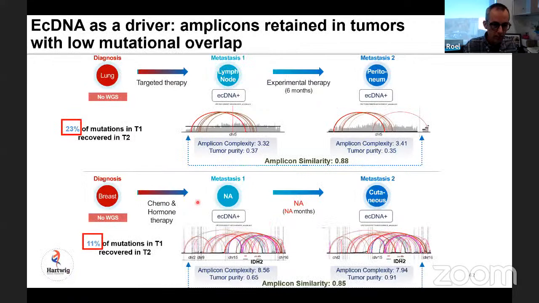We also see reverse patterns. For example, here are two cases where the mutational overlap is very low. So this is a lung cancer, a lymph node metastasis, and a peritoneal metastasis with some time in between. The mutational overlap is very low in this particular pair, but the amplicon similarity is very high, suggesting an evolutionary pattern that's largely driven by the ecDNA. And here's another such example, even lower mutational overlap, but very high amplicon similarity.